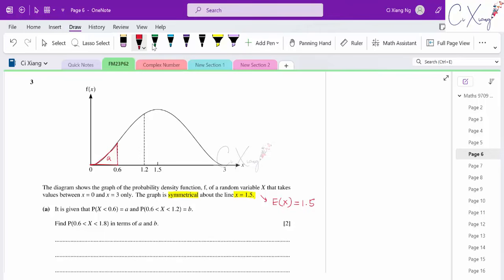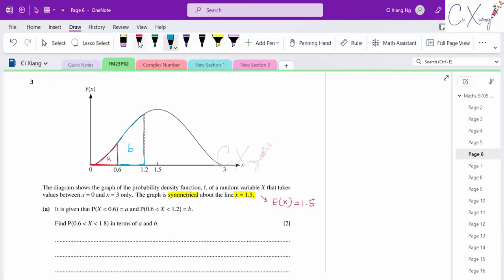Okay, and then what else did they give us? They also tell us that the probability from 0.6 until 1.2 is equal to B. So the probability also means the area, right? For x smaller than 0.6 is A, which is in the red color. And then from 0.6 until 1.2, this particular area I label in light blue. So it means that the value of this area is B.